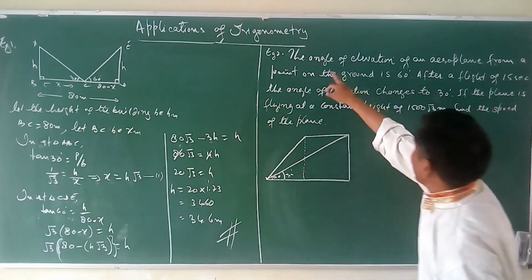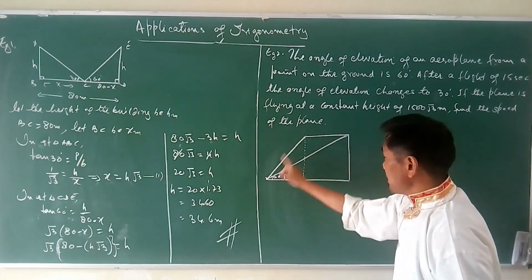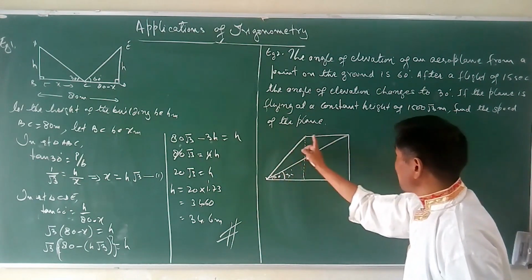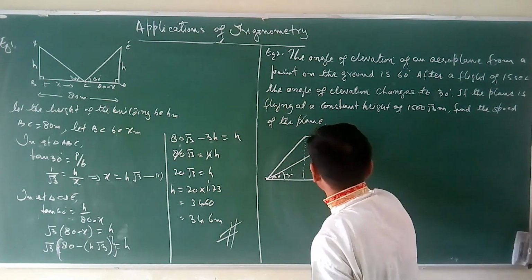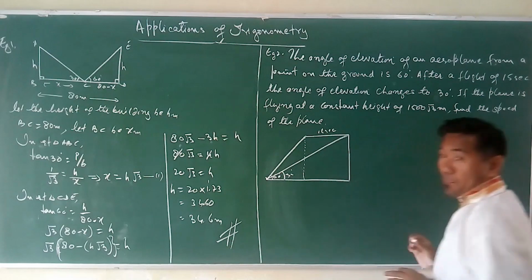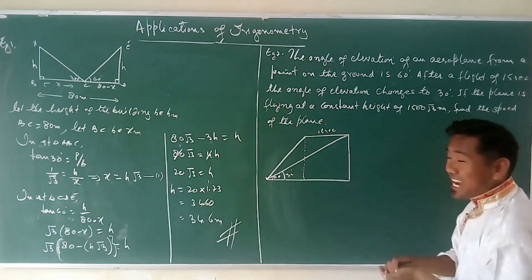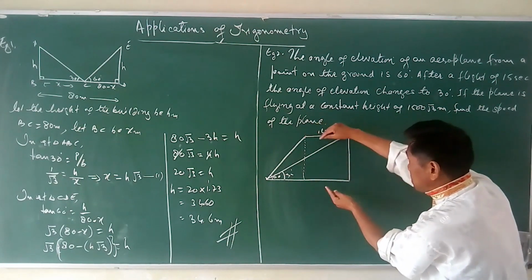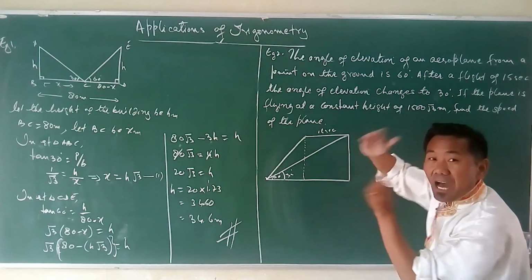The angle of elevation is 60 degrees, and after a flight of 15 seconds, the plane is at a second position. The plane is flying at a constant height.